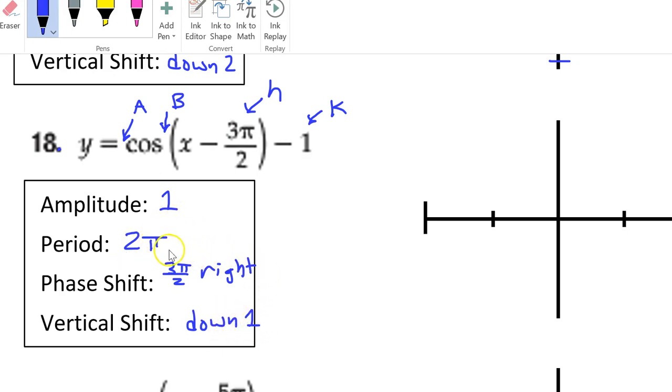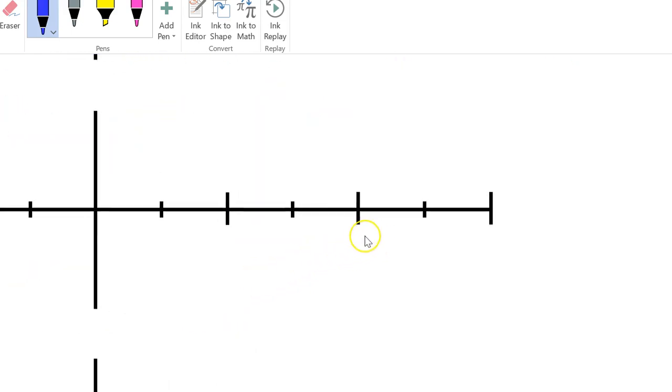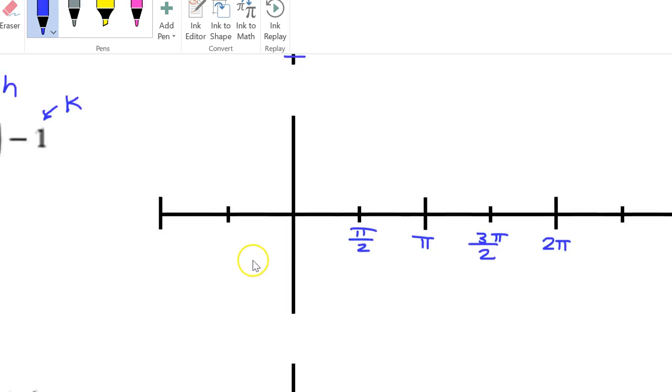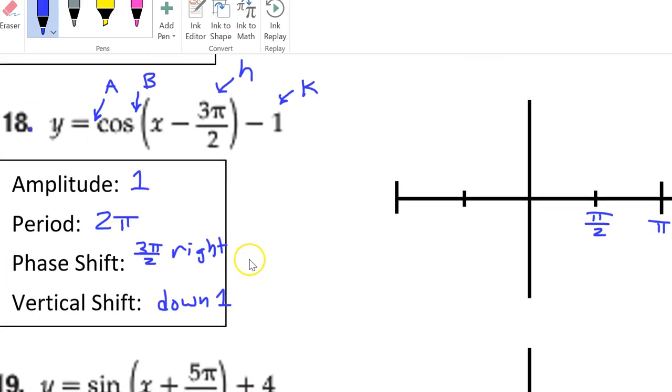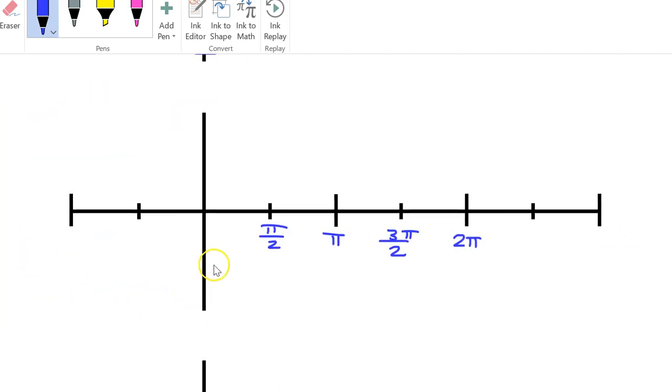Alright, let's start the graph with the period of 2 pi. This would be a convenient place to put the period, because then I can say, alright, halfway would be pi. Half of that would be pi over 2. Alright, and in this position should be 3 pi over 2. Now, there is a phase shift. I'll worry about that later. Let's go ahead and deal with the vertical shift first. Alright, so there's a vertical shift that's going to be down 1.